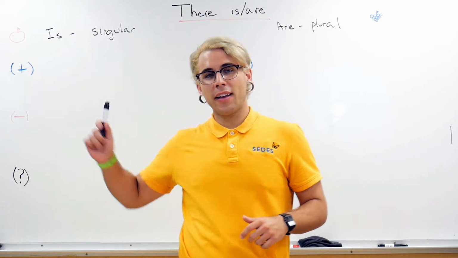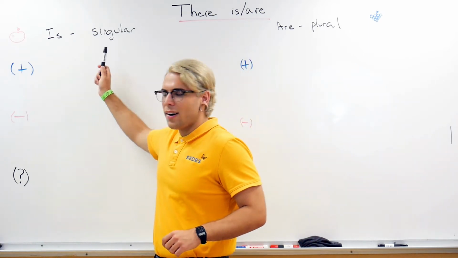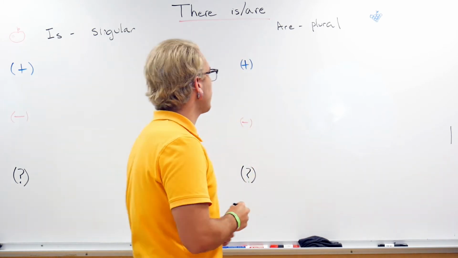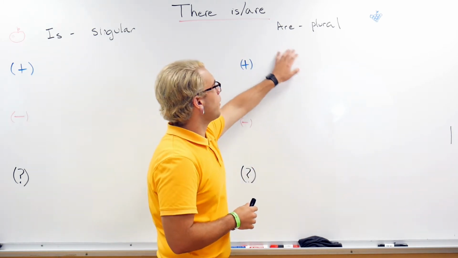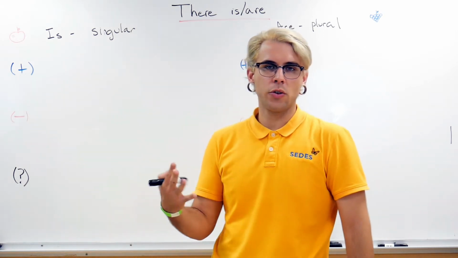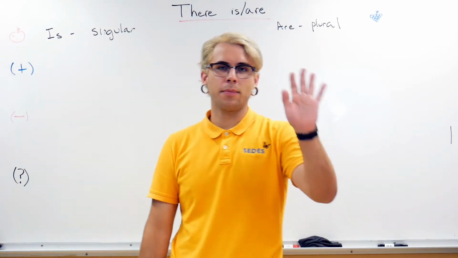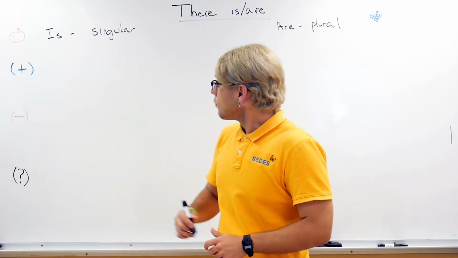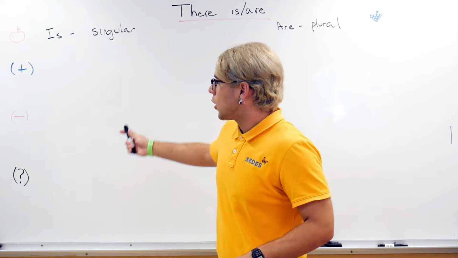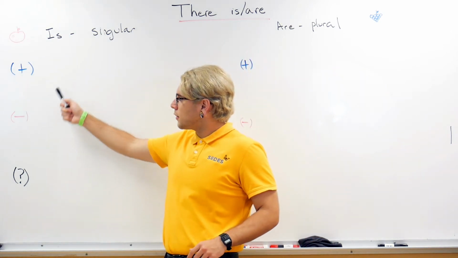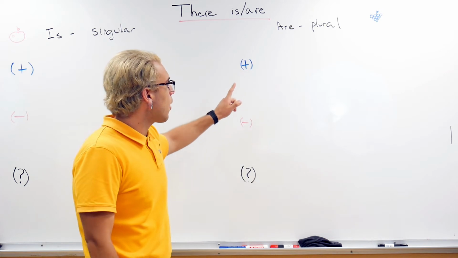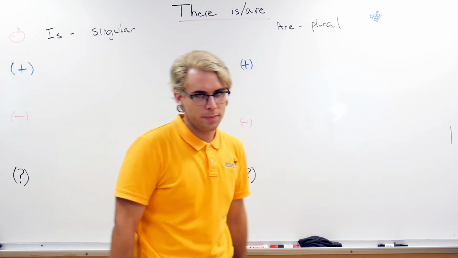You use there is whenever you want to talk about a singular thing, or just one thing. And you say there are when you want to talk about more than one thing. So two or more: 2, 3, 4, 5, 6, 7, as many as possible. So again, there is is singular, there are is plural. We're going to go through examples of positive, negative, and question, and the same thing for there are.